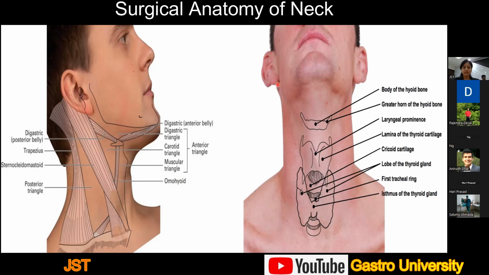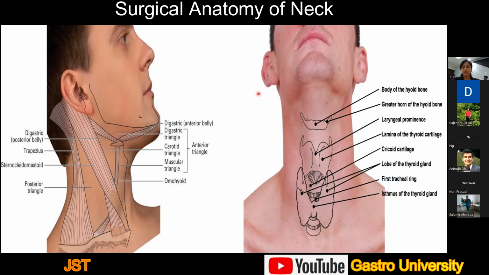Now, coming to the next, we want to talk about the marginal mandibular branch here. Marginal mandibular nerve is a branch of the facial nerve which goes like this, comes into the neck, goes to the angle of the mouth. Now, marginal mandibular nerve is important to be saved in all the neck surgeries. That's because the lowest limit of the nerve is the greater cornu of the hyoid. The nerve will never go beyond this level.